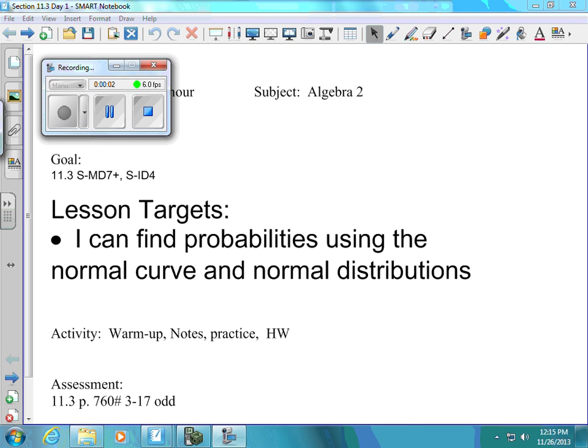Welcome back to chapter 11. We're going to continue on in section 11.3, normal distributions. Today's target is: I can find probabilities using the normal curve and normal distributions. So we'll have that down. That is our goal for today.